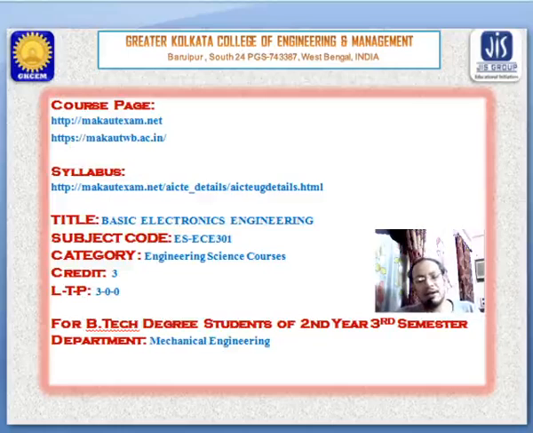Now, the title of the course is Basic Electronics Engineering, and the subject code is ESECE301. It has a category under Engineering Science course and has a credit of 3 lectures per week. This course is generally made for BTech degree students of second year, third semester. But apart from all other departments, only the students of the mechanical department have to study this course as a part of their curriculum of second year, third semester. So for this subject, I am your subject teacher.